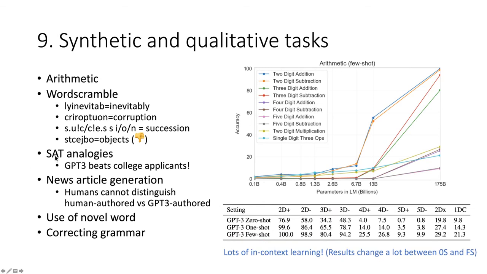Fun story, they tried GPT-3 on the analogy part of the SAT, and it's actually beating college applicants. So that's kind of funny. For news article generation, they take real-world articles, take the title and the subheading of the article, and ask GPT-3 to generate the article. Then they show a bunch of humans these articles and ask them to distinguish what was GPT-3 authored versus human authored, and it's basically 50-50, they cannot tell. So that's kind of interesting.